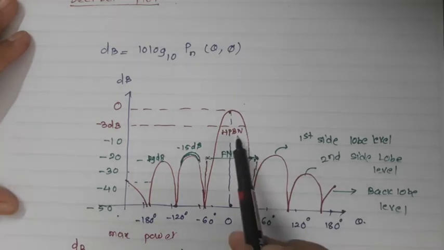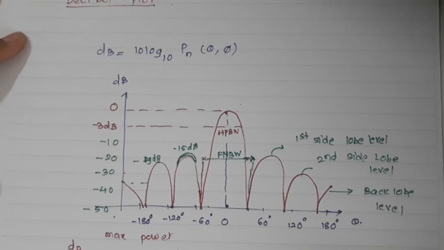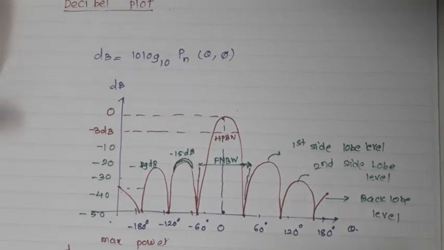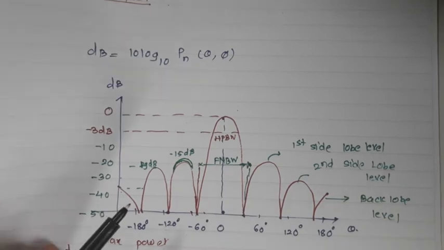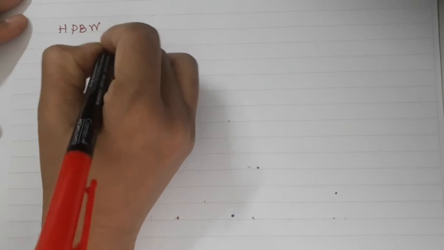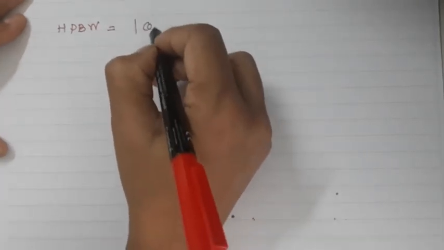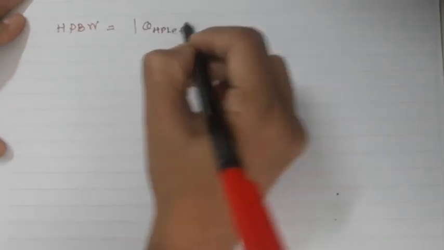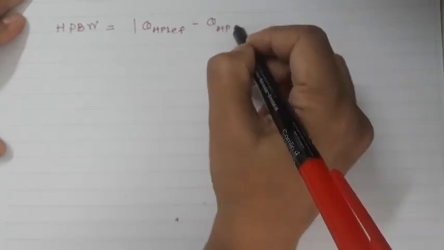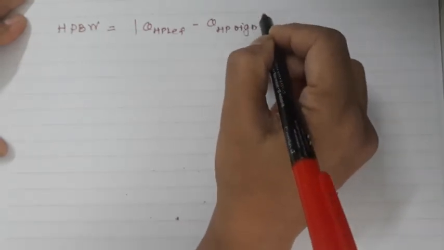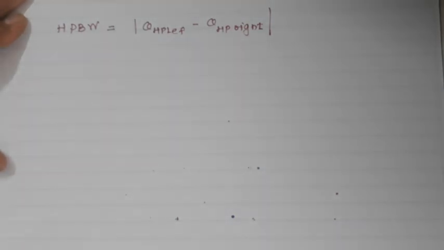Here I have shown you the half power beam width. How can we define the half power beam width in this plot? First we'll discuss the half power beam width. We write the half power beam width is equal to theta half power left minus theta half power right. This is the definition of half power beam width.